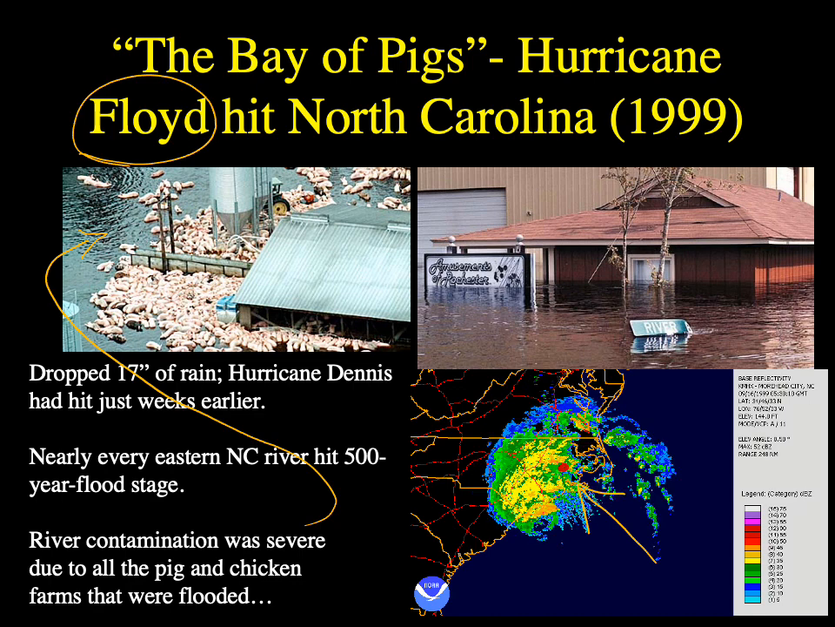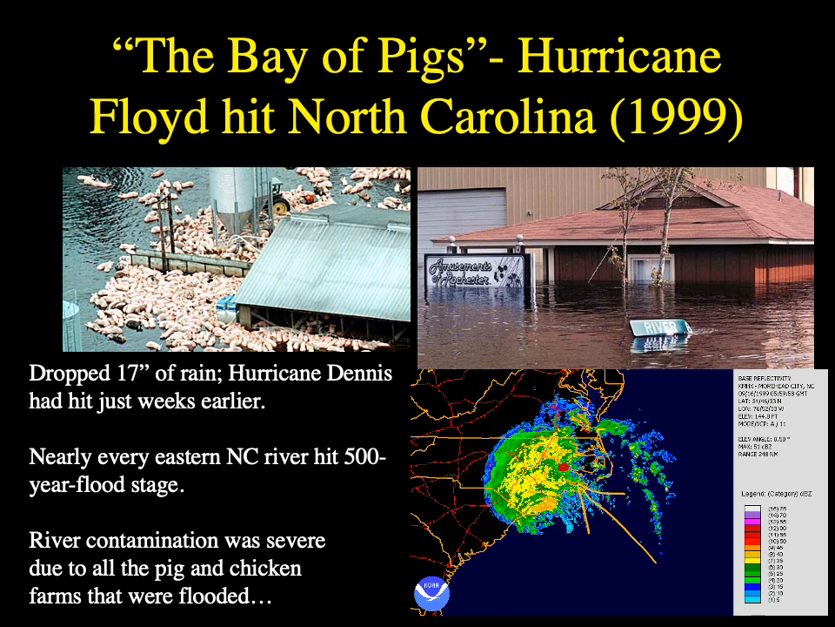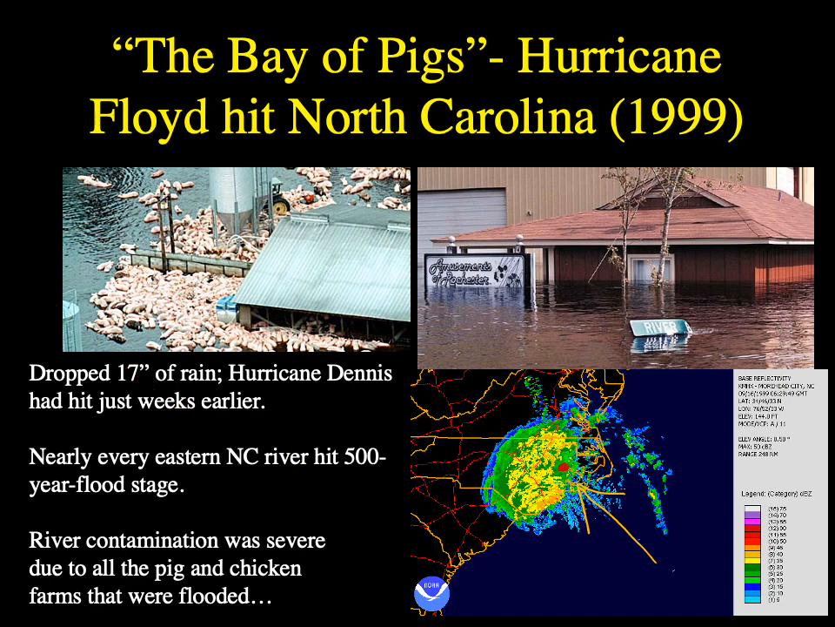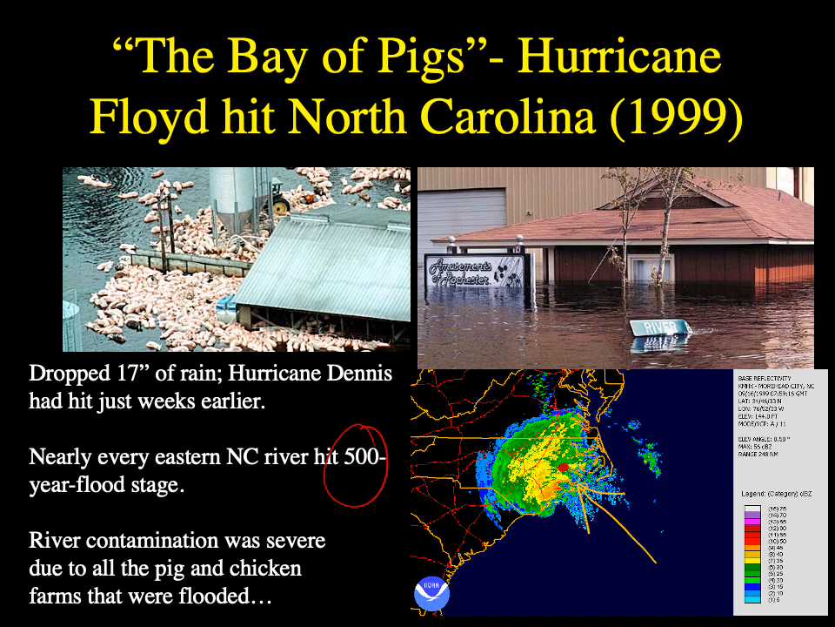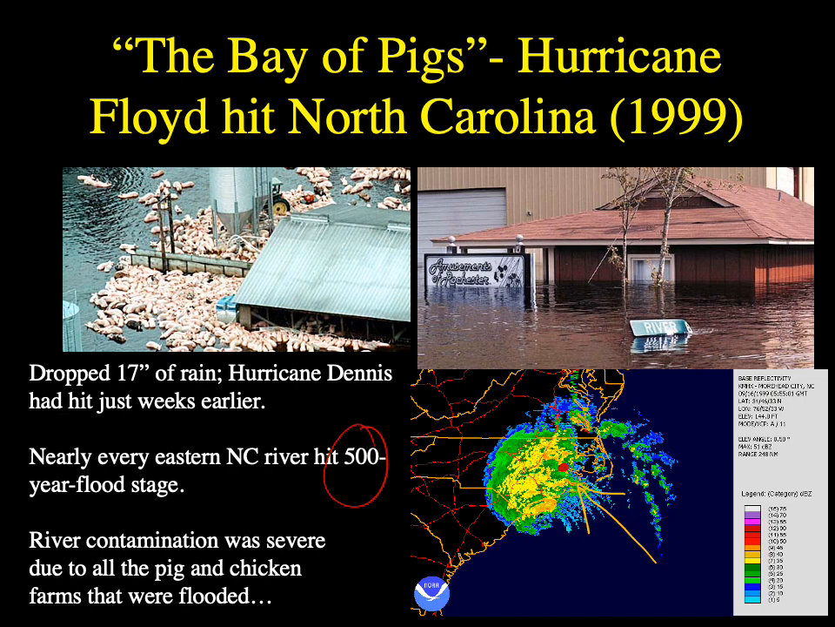So this is a North Carolina situation. This is where Hurricane Floyd and Hurricane Dennis caused North Carolina rivers to hit the 100-year flood stage. Of course, Hurricane Katrina was a similar situation affecting the lower part of the Mississippi River Delta.